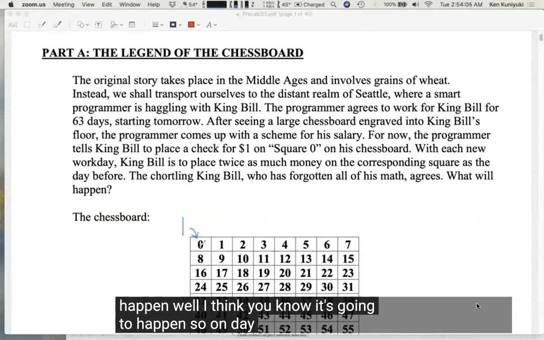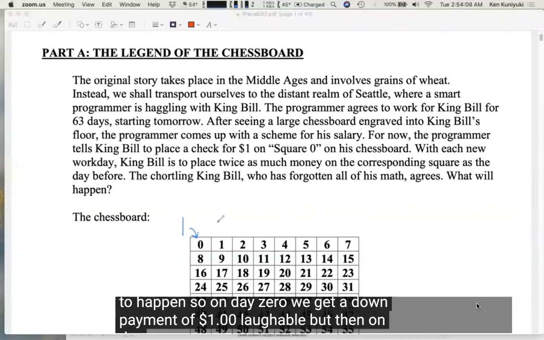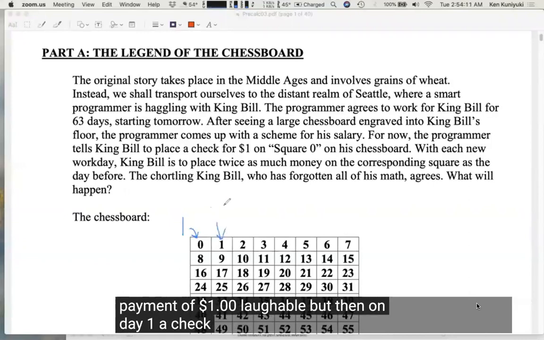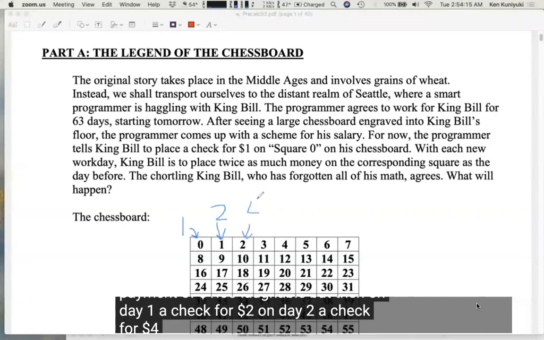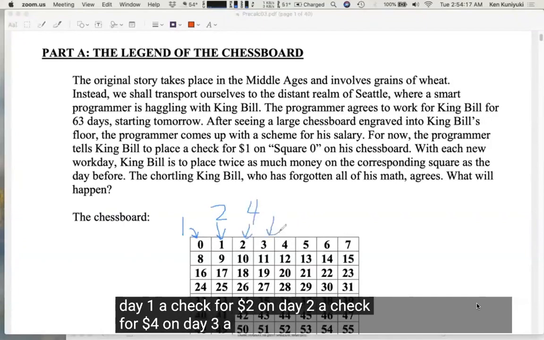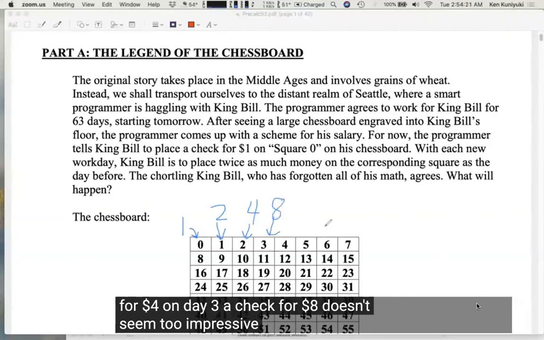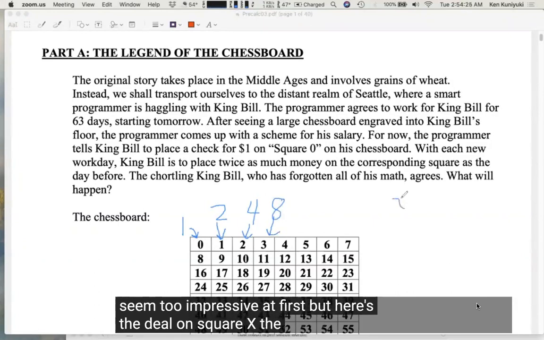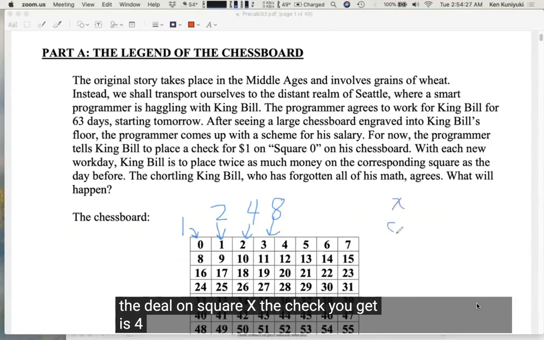So on day 0, we get a down payment of $1. Laughable. But then on day 1, a check for $2. On day 2, a check for $4. On day 3, a check for $8. Doesn't seem too impressive at first, but here's the deal. On square X, the check you get is, in American dollars, 2 to the X.